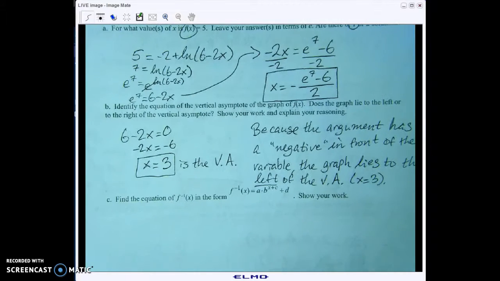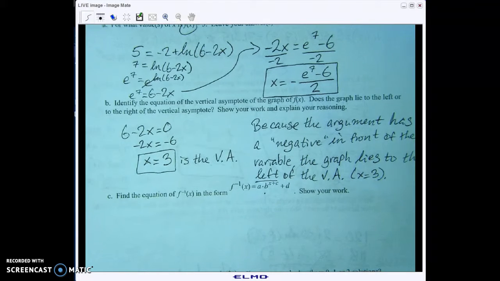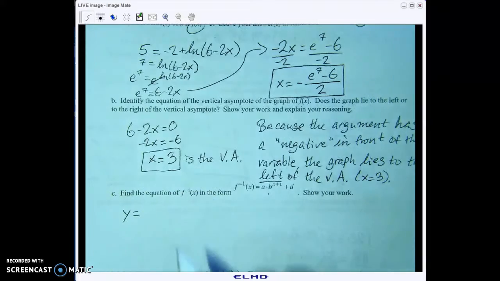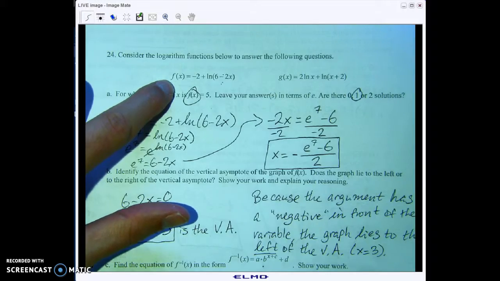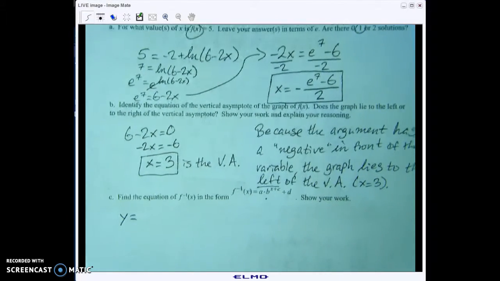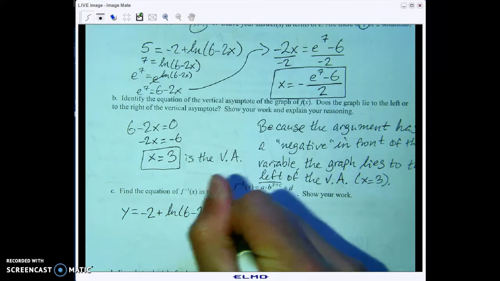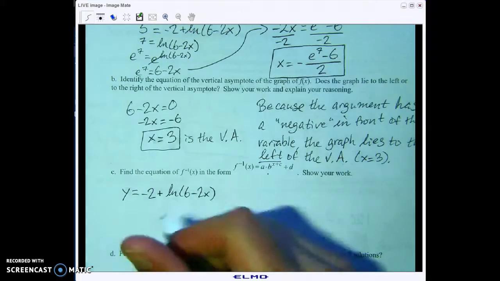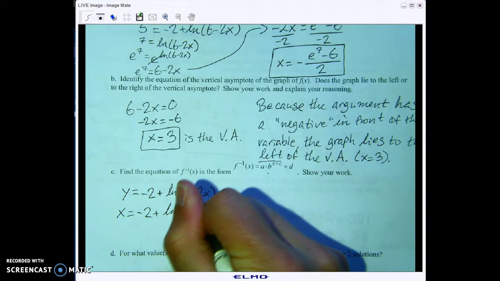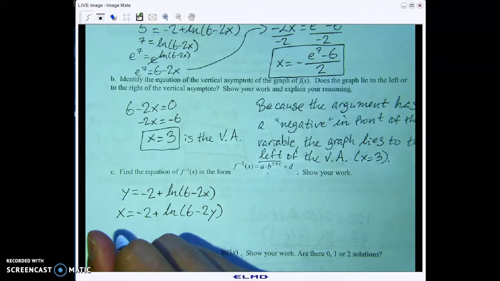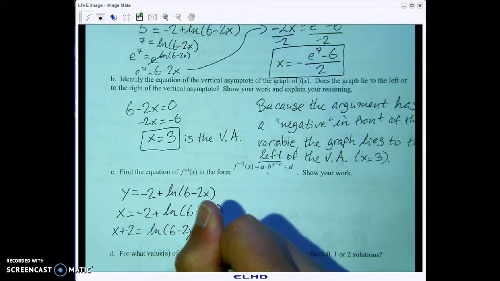Okay, next, letter C. Find the equation of f inverse of x, and we want that to be an exponential equation. Okay, so we need to first write it out as y equals instead of f of x equals, and I'm looking back up here, I'm just going to rewrite this f of x function, but in terms of y equals, so negative 2 plus natural log of 6 minus 2x. Okay, and then we're going to switch x and y, so we get x is equal to negative 2 plus the natural log of 6 minus 2y. Add 2 to both sides, and I get x plus 2 equals the natural log of 6 minus 2y.